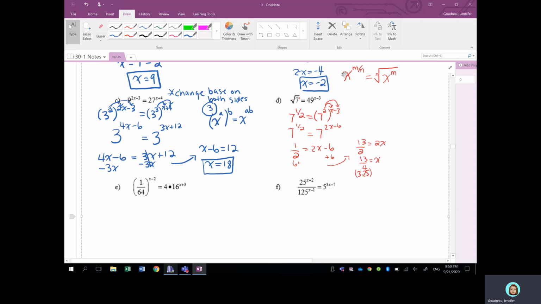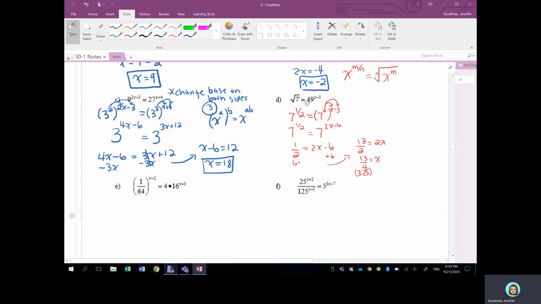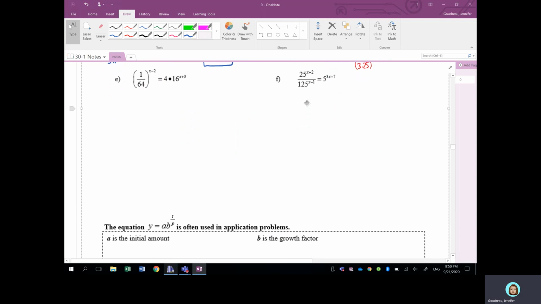So in this one, we are really only changing the base of one side, but we're also recognizing this exponent law, that when we have a radical, it means we have a rational exponent. Let's have a look at E, and E is going to test us in a couple of different ways.